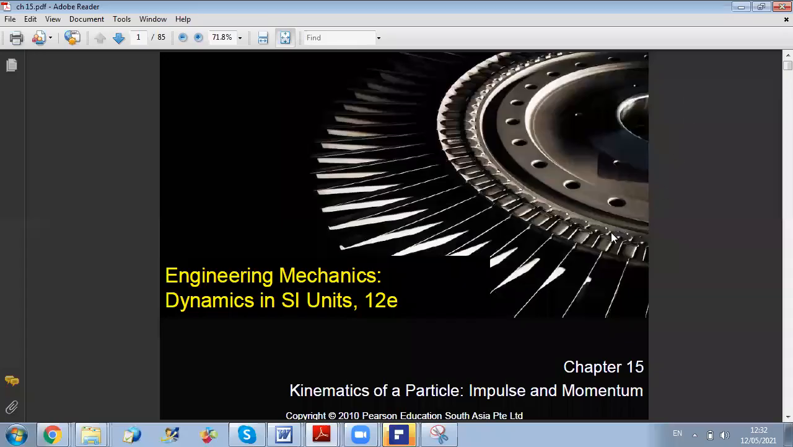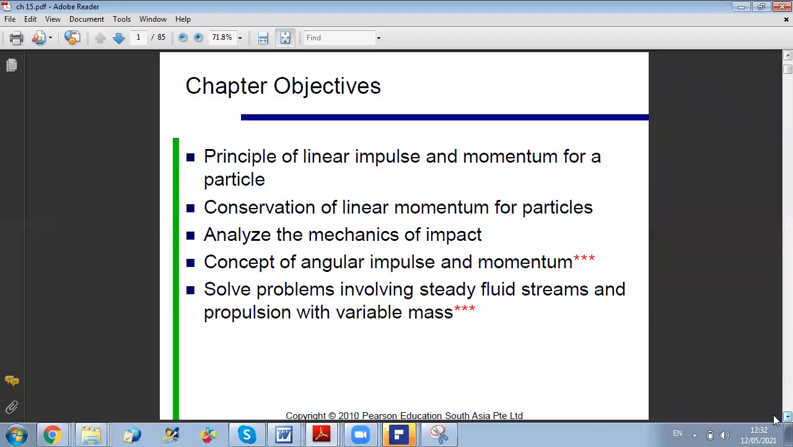Okay. So today we will start a new chapter, which is chapter 15 on kinematics of a particle, impulse and momentum. The main objectives of this chapter are first to introduce the principle of linear impulse and momentum for a particle, and to see in which cases we can apply conservation of linear momentum for particles.